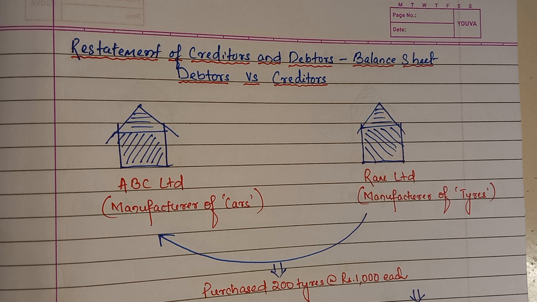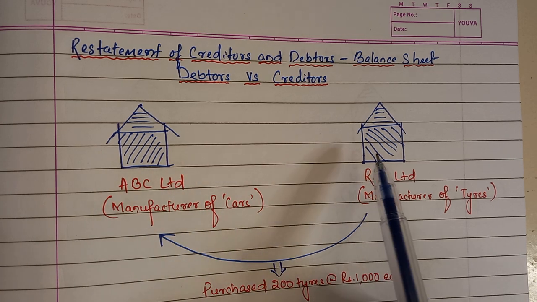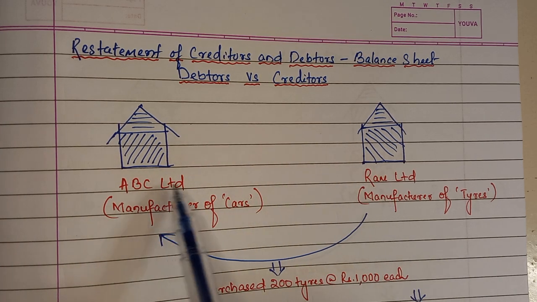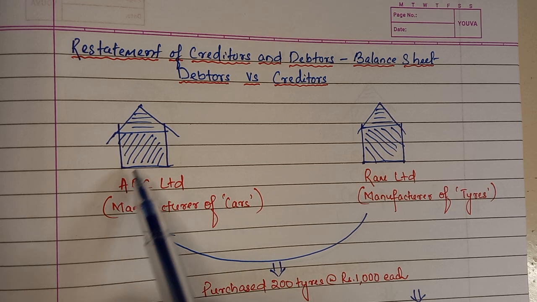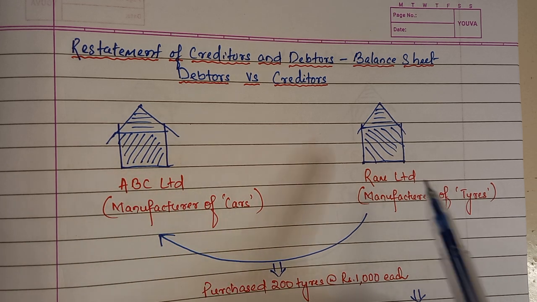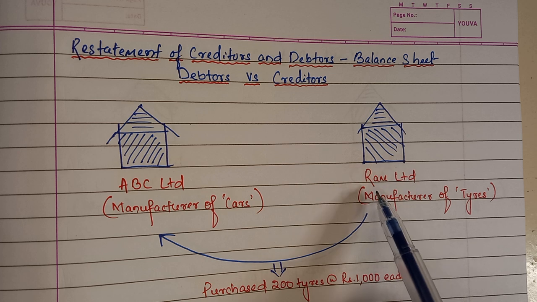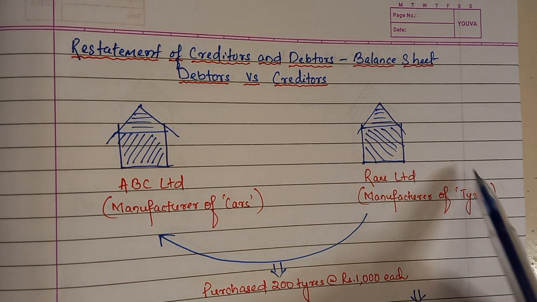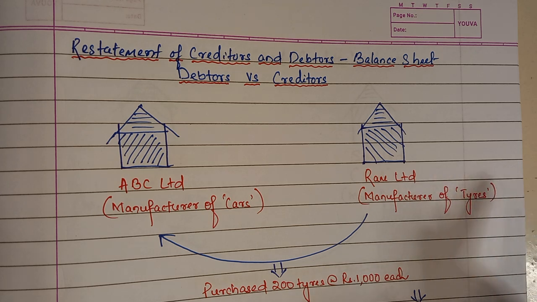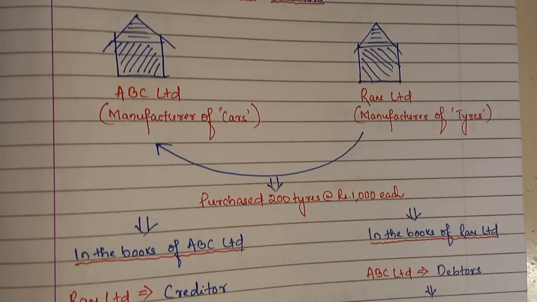Okay, so let's start with the meaning of debtors and creditors. We'll try to understand with an example who is a debtor and who is a creditor. Let's take two companies. ABC Limited is a manufacturer of cars, and there is one more company named Ram Limited, a manufacturer of tires.